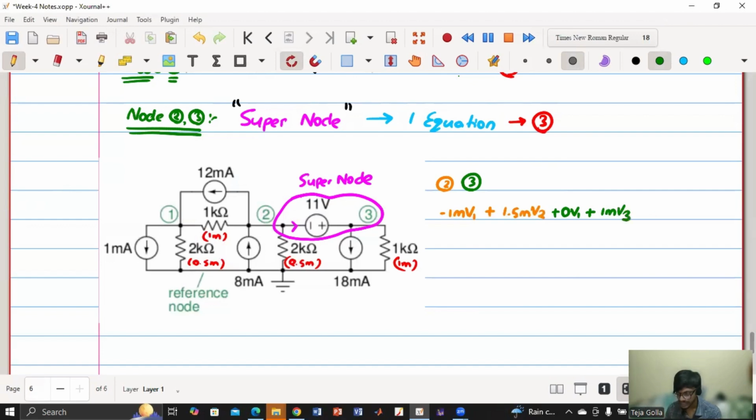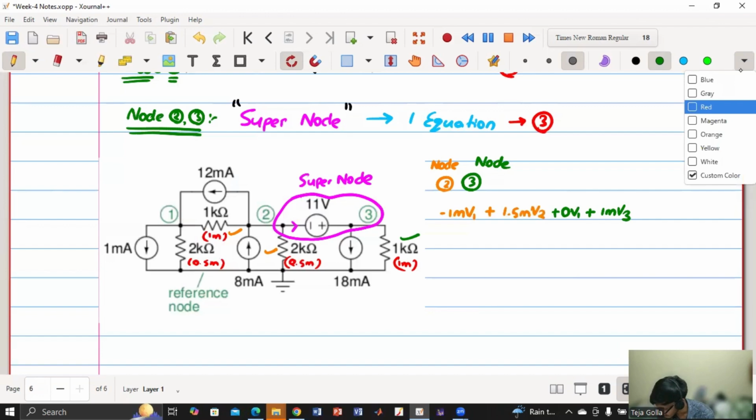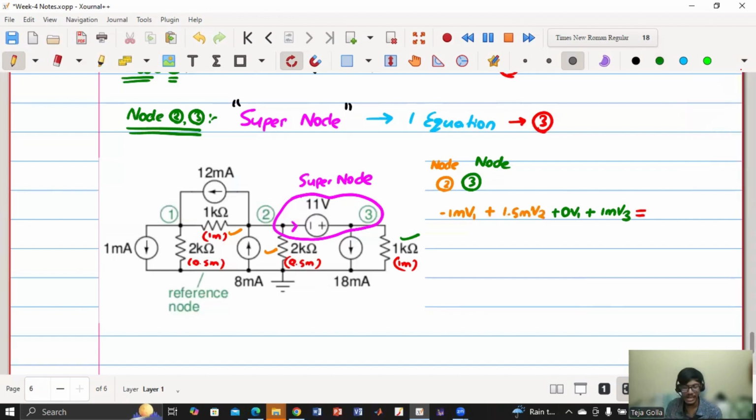So we are basically writing separately at node 2 and at node 3, but combining them as one expression. At node 2 we have considered this and this. At node 3, we have only considered this. But we are writing a combined equation because we are considering both node 2 and node 3 as one single node, which is a super node. Now this completes the LHS of the expression. On the RHS, we have to consider the currents entering node 2 plus the currents entering node 3, because we are treating both as a single node.